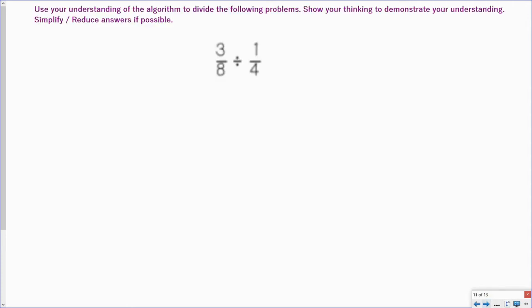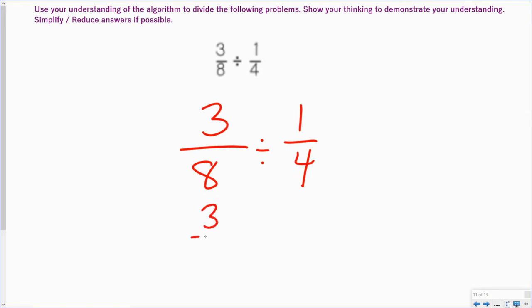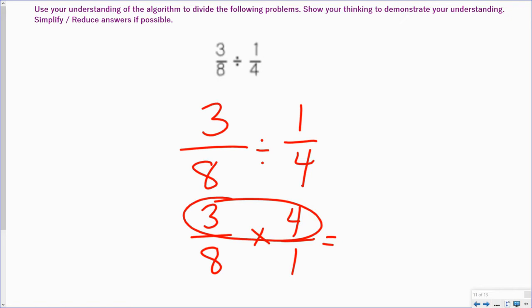Here we have 3/8 divided by 1/4. And again, keep our 3/8 the same. With multiplicative inverse, we're going to change this to a multiplication. And then our reciprocal is going to flip the second fraction to 4/1. And so I know that 3 multiplied by 4 is 12, and 8 multiplied by 1 is 8.